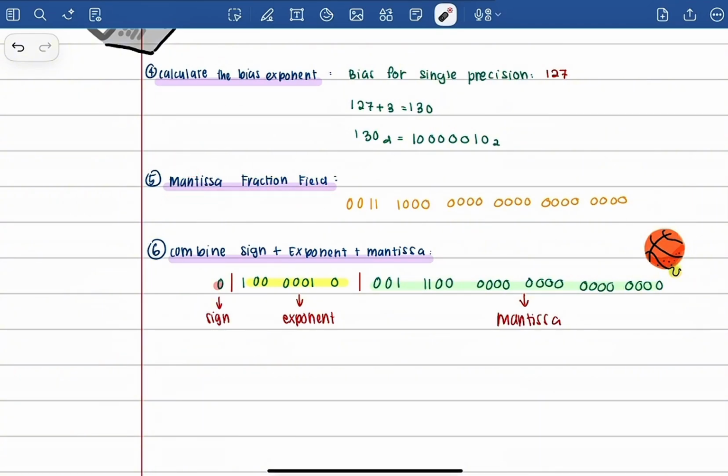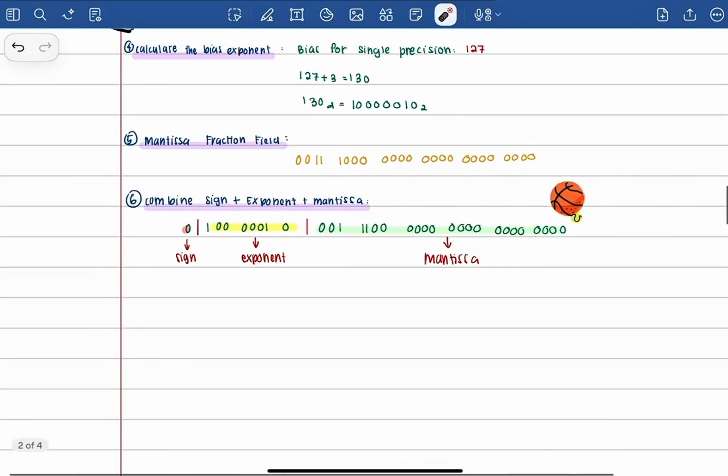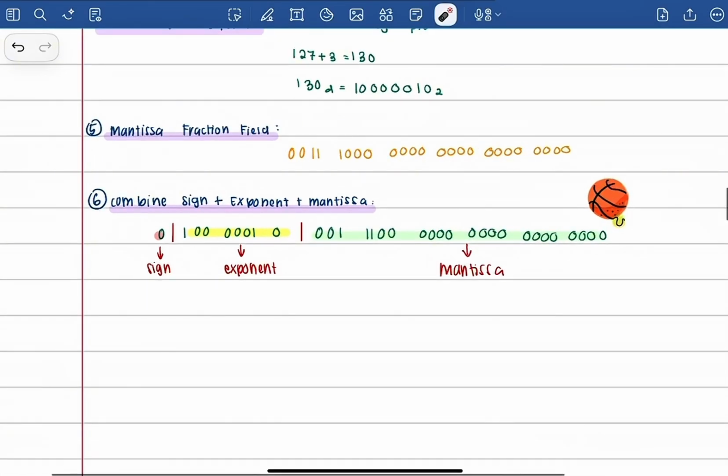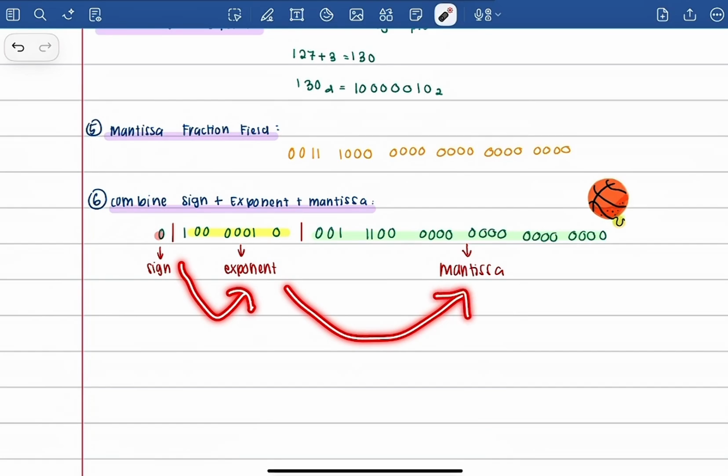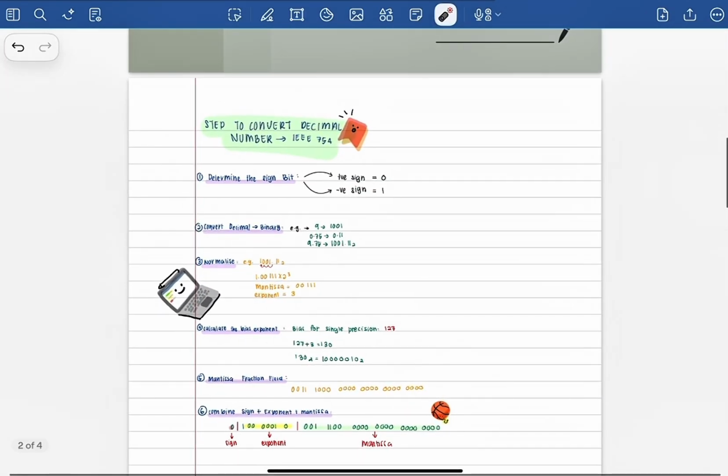Next, after you got this, we can go to the 5th step, which is the mantissa fraction field. The mantissa fraction field is 0011 1000, and the rest is 0. After we settle those 5 steps, we can combine sign, exponent, and mantissa. The first bit is the sign, which is 0, then the exponent, and then the mantissa.